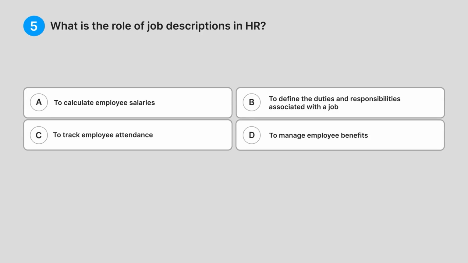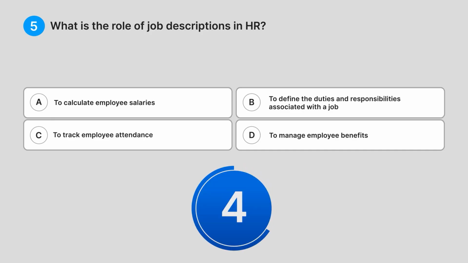5. What is the role of job descriptions in HR? A. To calculate employee salaries. B. To define the duties and responsibilities associated with a job. C. To track employee attendance. D. To manage employee benefits. Can you guess the answer?